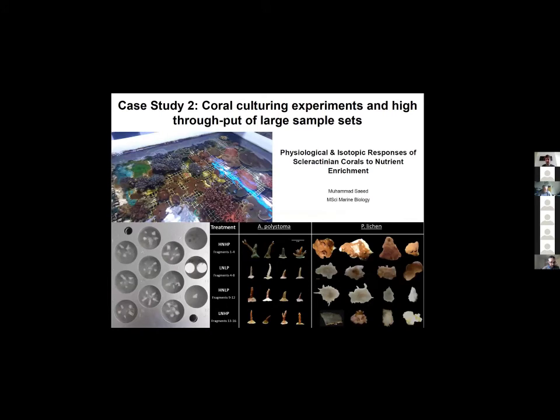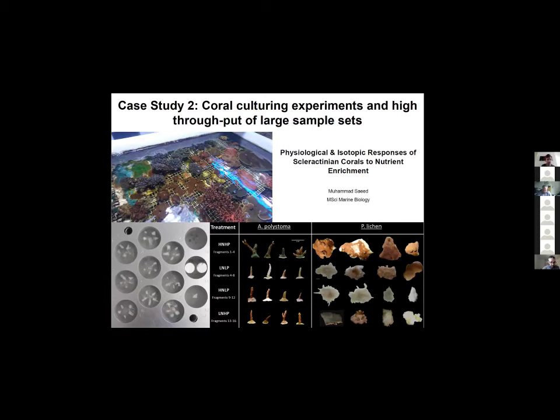So the second case study really demonstrates how well this approach works for sampling large sample sets, and also for targeting very specific points of growth. It's part of a master's student project by Mohammed Saeed a couple of years ago, and we're currently writing this up for publication. But the premise of the study is that nutrients, including nitrogen and phosphorus, are key to coral holobiont physiology and play important roles in processes such as skeletal and tissue growth.